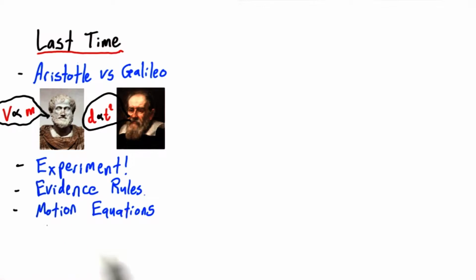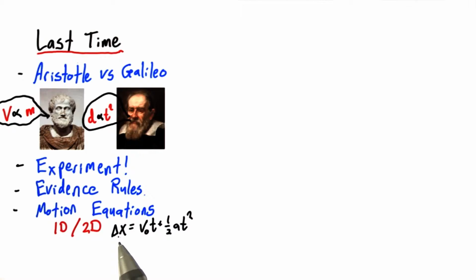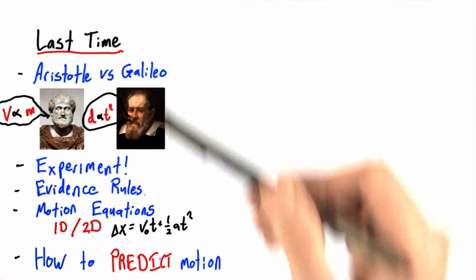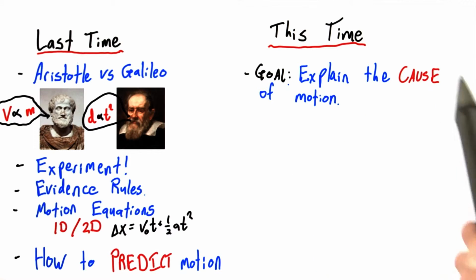We also learned some of the equations of motion. For example, the equation which describes how far an object travels in a certain time, given an initial velocity and an acceleration. So all of these together gave us the ability to predict how an object will move, or to quantify its motion. The goal for this unit is to explain the cause of motion.